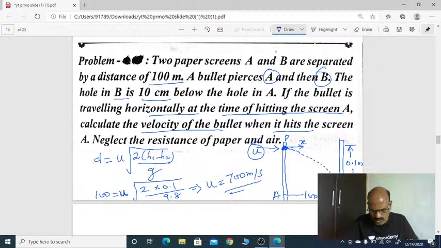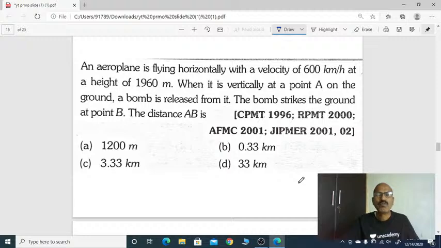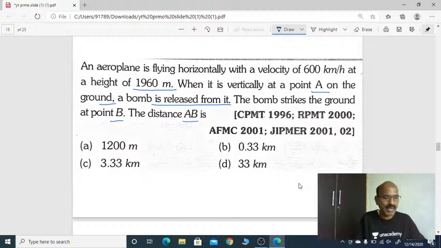Let us move to the next question. An aeroplane flying horizontally with the velocity 600 km per hour at a height of 1960 meter. When it is vertically above a point A on the ground, a bomb is released from it. The bomb strikes the ground at point B. What is the distance AB? Understand the question clearly.